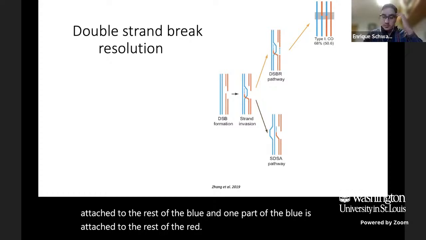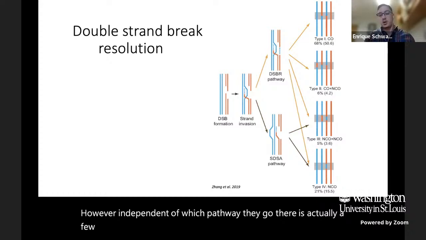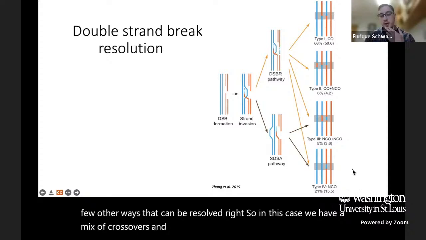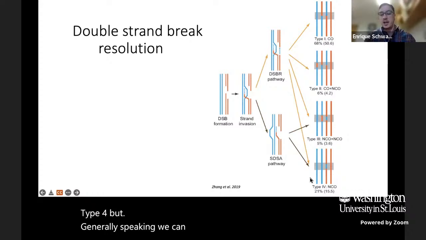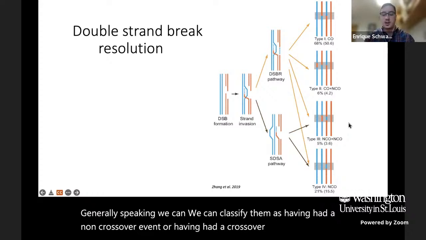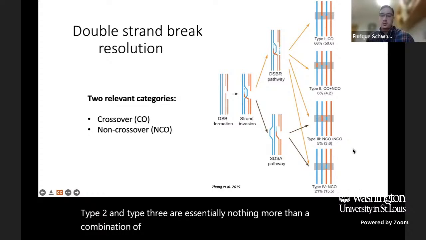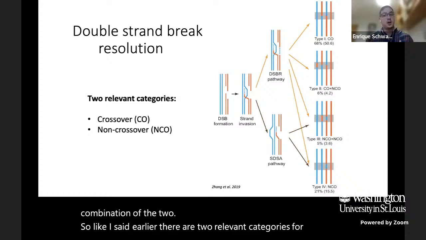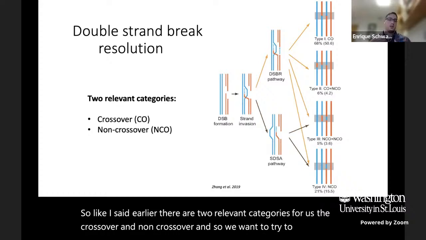However, independent of which pathway they go, there are actually a few other ways that that can be resolved, right? So in this case, we have a mix of crossovers and non-crossovers in the type 2 and type 4, but generally speaking, we can classify them as having had a non-crossover event or having had a crossover event, right? So the type 2 and type 3 are essentially nothing more than a combination of the two. So there are two relevant categories for us, the crossover and the non-crossover. And so we want to try to measure crossover and non-crossovers in the whole genome of an organism.